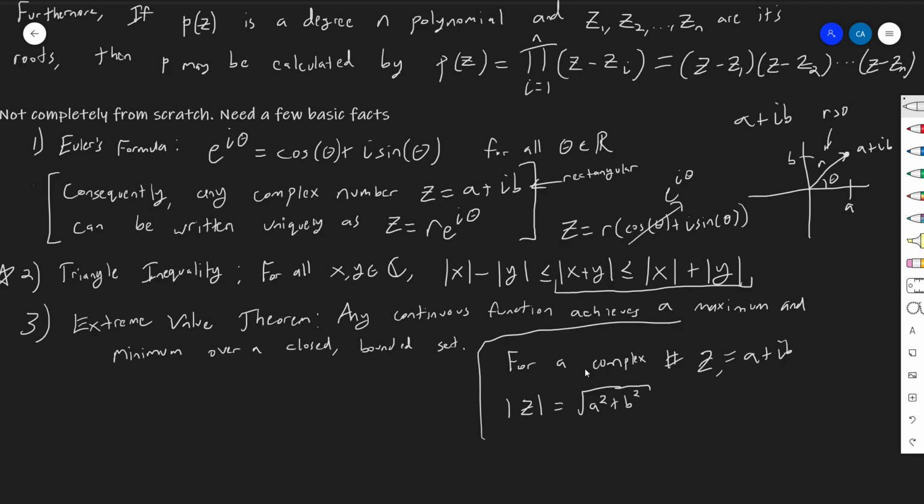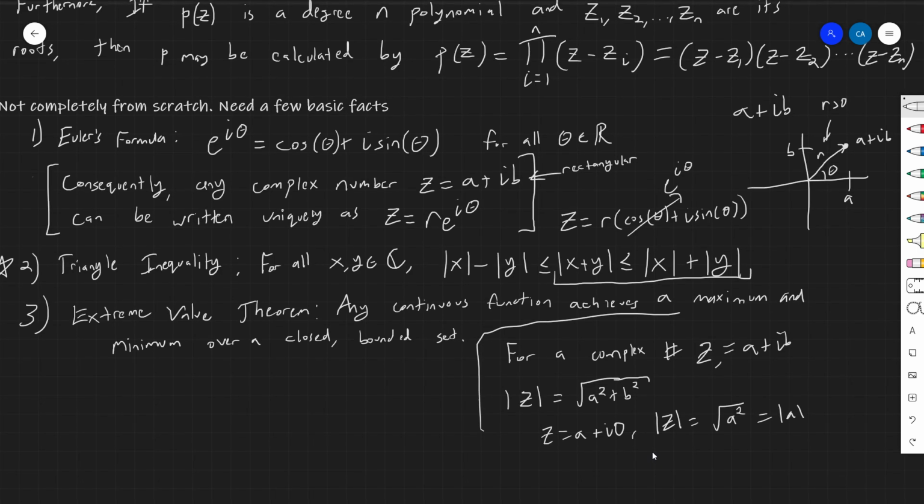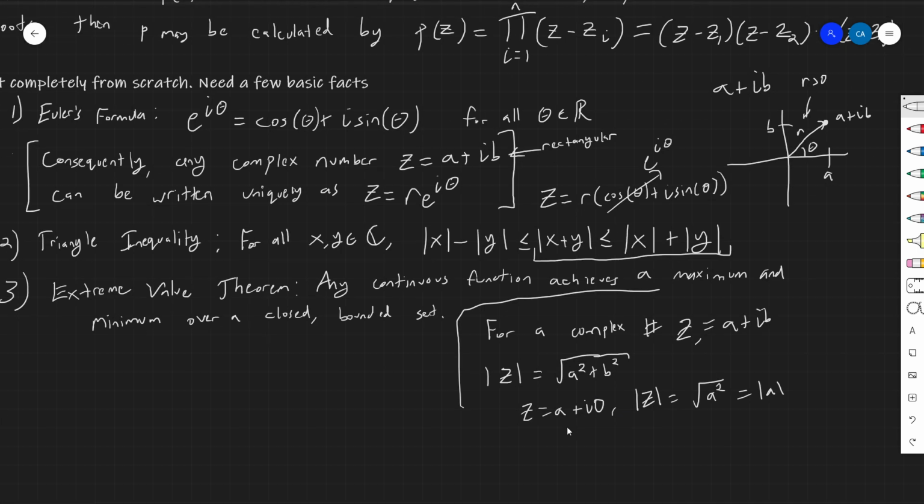And so obviously this is equivalent to being the absolute value if z is a purely real number, right? If z just equals a, plus i times 0, then the magnitude of z is just the square root of a squared, which is the absolute value of a. So for real numbers, this is just the extension of the absolute value function to complex numbers. You can think of it that way. But anyway, it gives you a distance function.